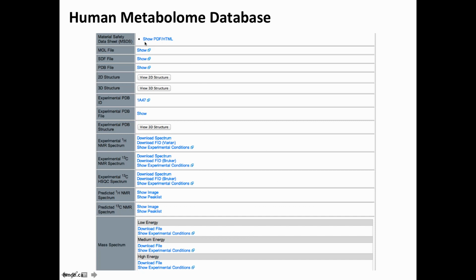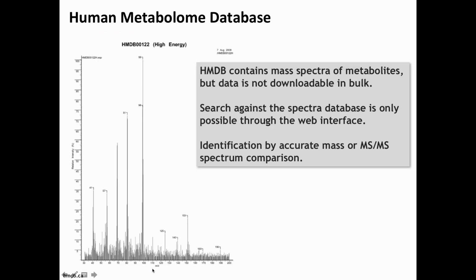So there are spectra stored in here, not just MS spectra, but also NMR spectra. If you look here, you can look at the 3D structure of these guys. You can look at predicted NMR spectra. And there are also mass spectra, and that is what's interesting to us. Some of them are recorded on different instruments, on different collision energies, and you can download these spectra, but unfortunately you can download it only one by one, so you cannot do a bulk download of the database.